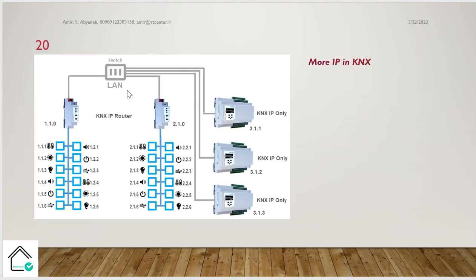Interesting. Apart from the KNX IP interface and KNX IP router, nowadays we have devices in KNX with a direct IP interface. For example, the switch actuator input output from the Weinzierl company, Germany, provides us direct KNX over IP.